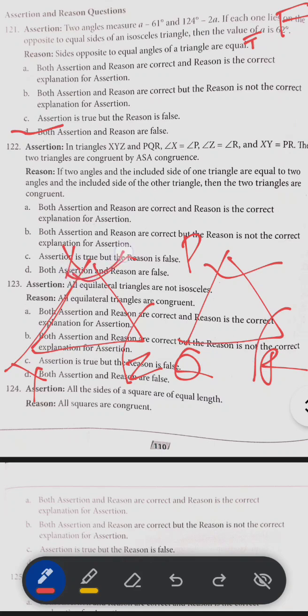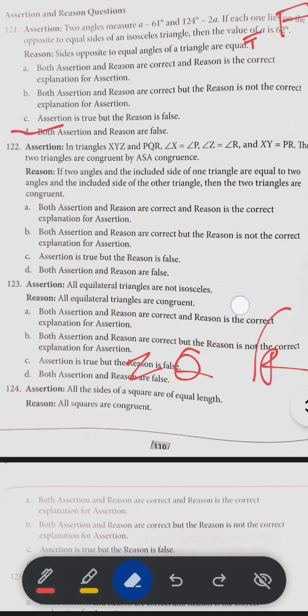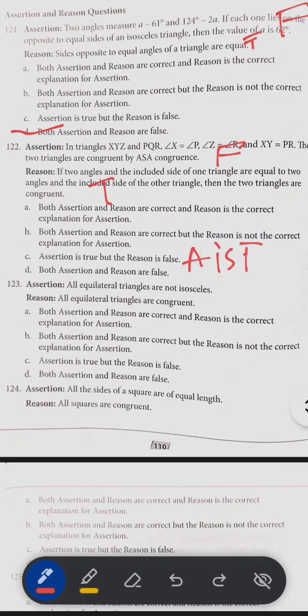Because if these two angles are equal, then the included side is this XZ. Likewise here PR. So first of all, the assertion is false. Next, if two angles and the included side of one triangle are equal to the two angles and the included side of the other triangle, then the two triangles are congruent. Yes, that is correct. That is what ASA is, but this one is wrong. So here we can say that the assertion is false but the reason is true, and it is not given, so we have to write assertion is false, reason is true.